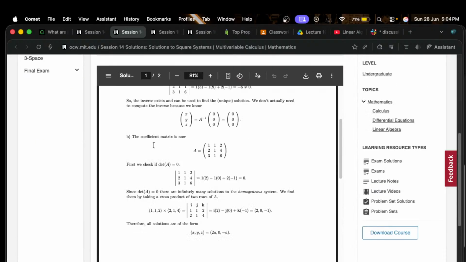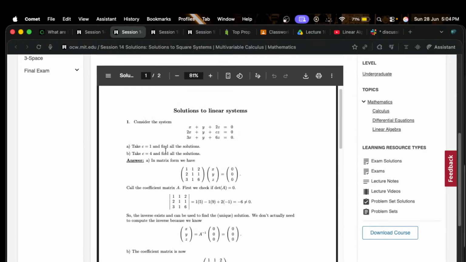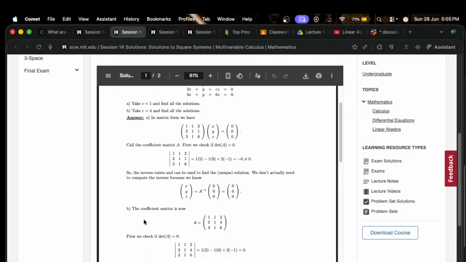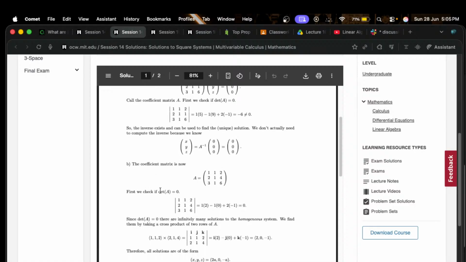Let's take c equals 1 and find all the solutions. So we will convert this into a matrix and check whether the determinant is 0 or not. If it is nonzero, the inverse exists and can be used to find the unique solution. We don't actually need to compute the inverse because we know this is 0. Fine. The coefficient matrix is now this. We check the determinant and it's 0. Since the determinant is 0, there are infinitely many solutions to the homogeneous system.